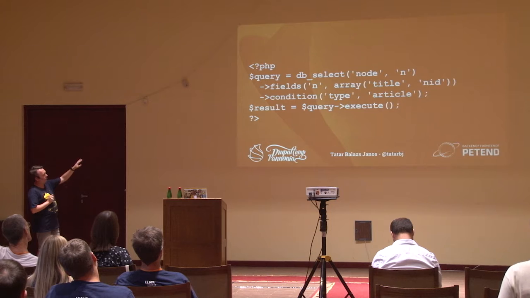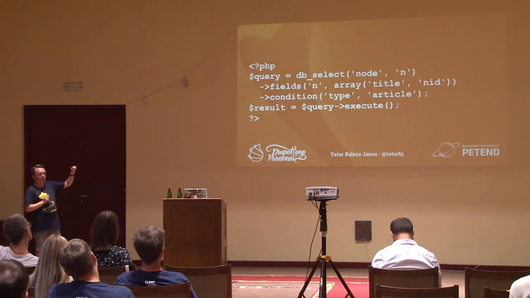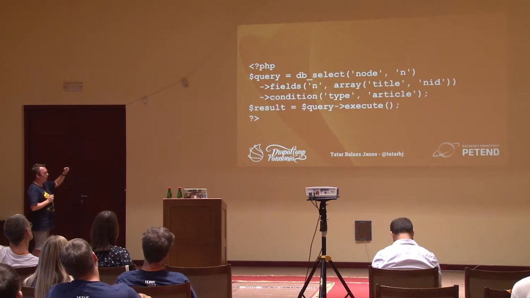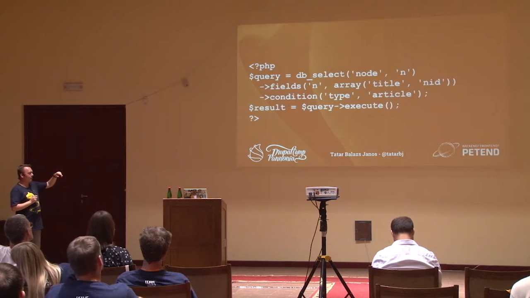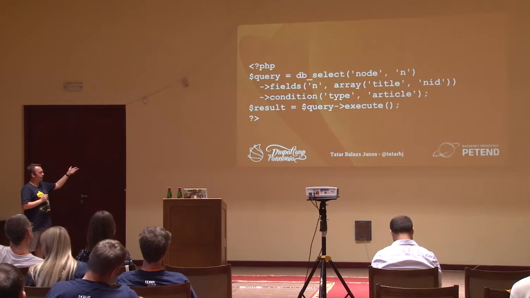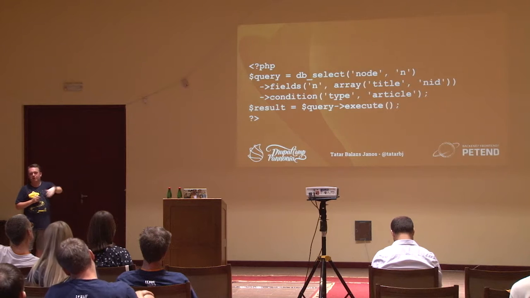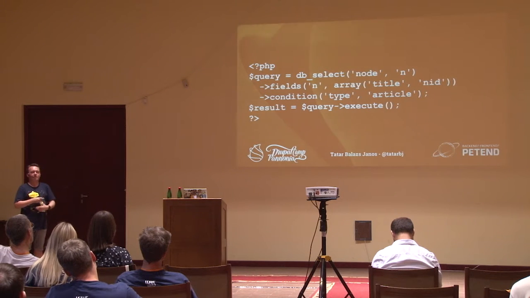Let's talk about having a DB select that asks the node table to get the title and the node ID of all the articles, and imagine the result just directly goes to the output that is visible for unauthenticated users. Are we fine with this, or are there some issues?